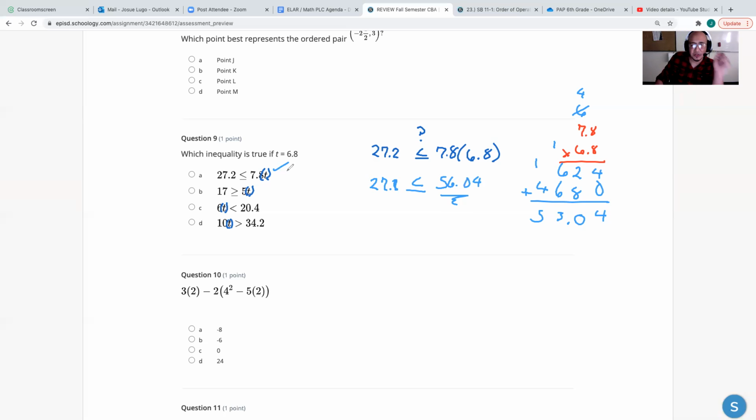The problem with this question though is that you're gonna find that there's another right answer. Don't worry so much about that, just as long as you understand that whenever it tells you, hey, is this true? When t is equal to 6.8, you just have to substitute it in there. So just as I put 6.8 instead of t for letter A, you would do the same thing for B, for C, and for D to see which of those is a true statement.